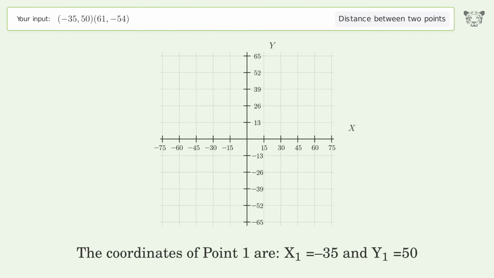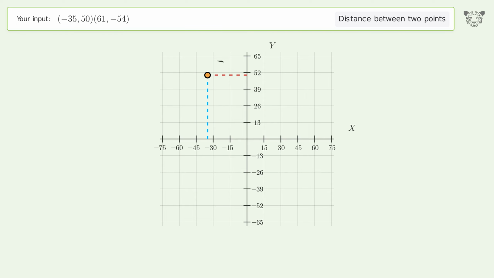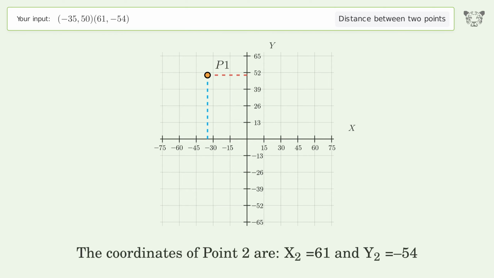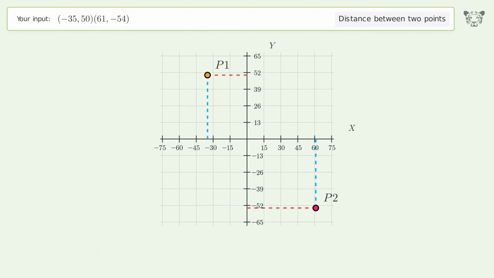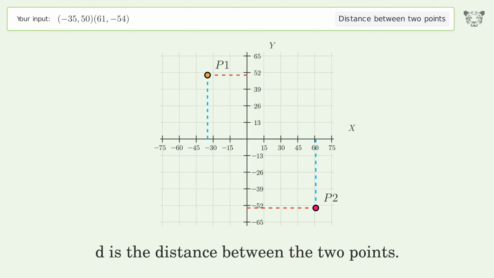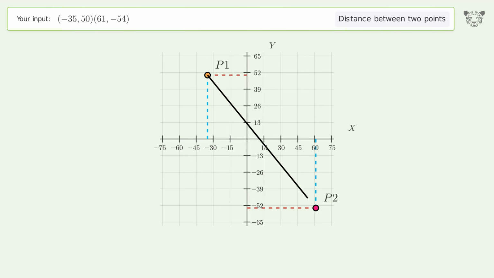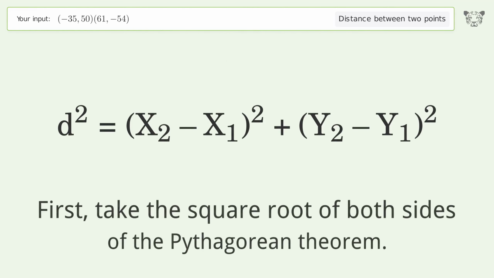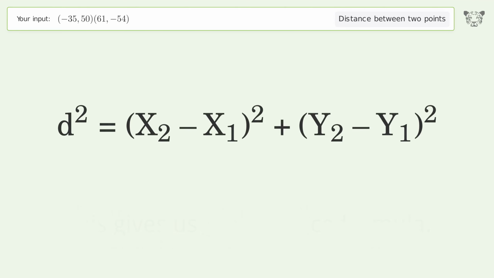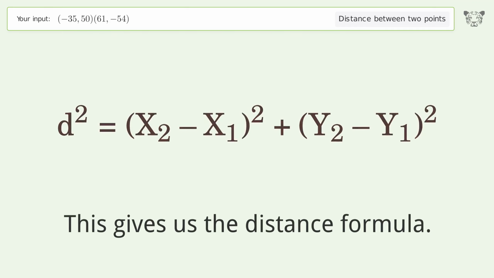The coordinates of point 1 are, x1 equals -35 and y1 equals 50. The coordinates of point 2 are, x2 equals 61 and y2 equals -54. D is the distance between the 2 points. First, take the square root of both sides of the Pythagorean theorem. This gives us the distance formula.